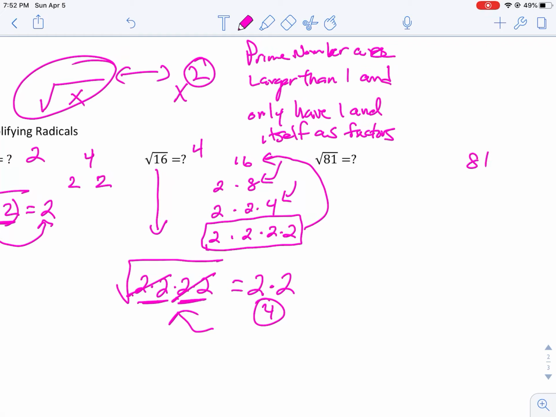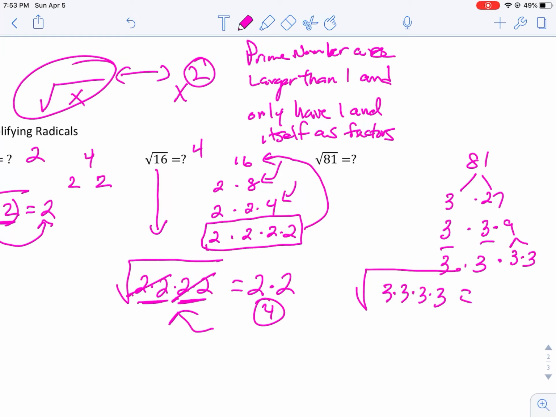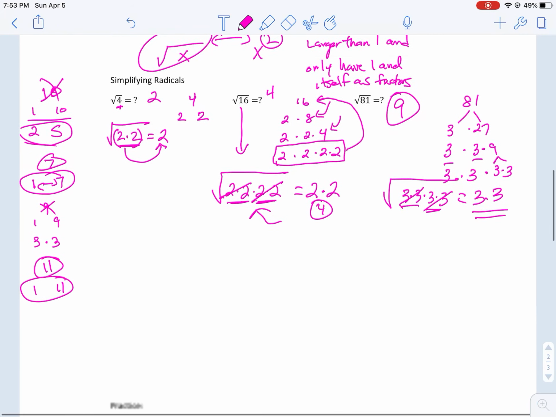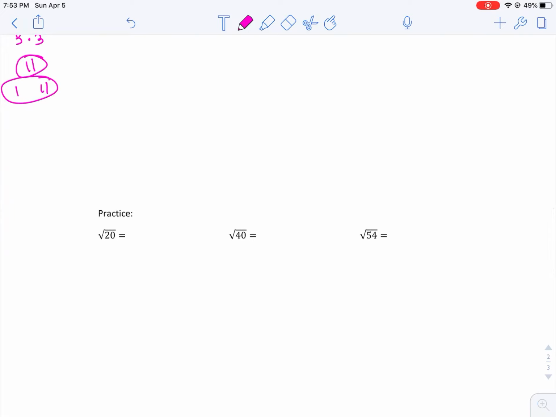So here, with 81, it's not divisible by 2, but it's divisible by 3 times 27. Then this breaks down to 3 times 9. 9 is not prime, we talked about that, so the 9 becomes 3 times 3. So the square root of 81 is really 3 times 3 times 3 times 3 on the inside. There's 1 pair, I can take out a 3. There's another pair, I can take out a 3. When I multiply this, I get 9. The square root of 81 is 9, all right?